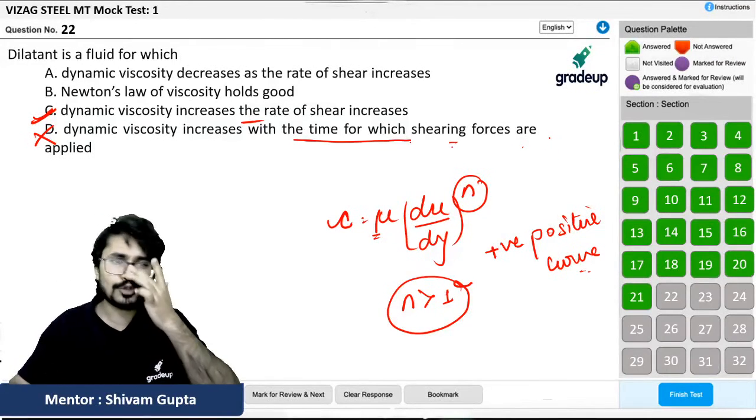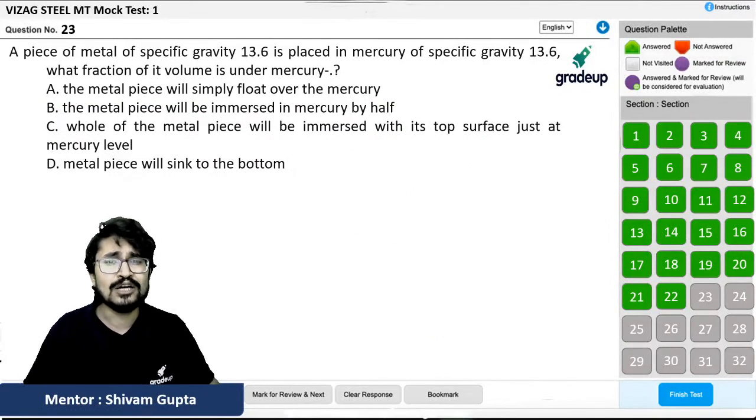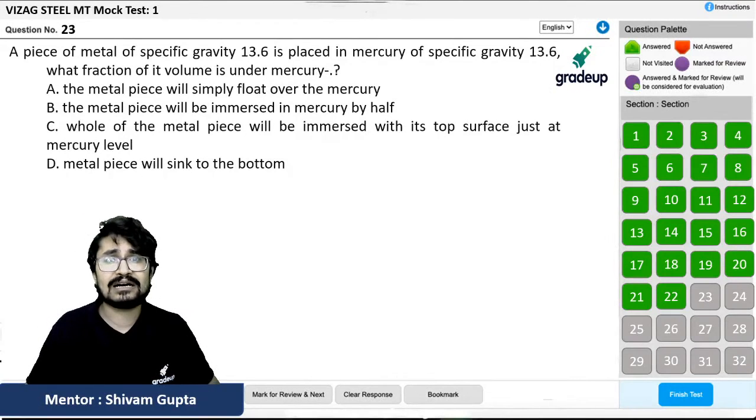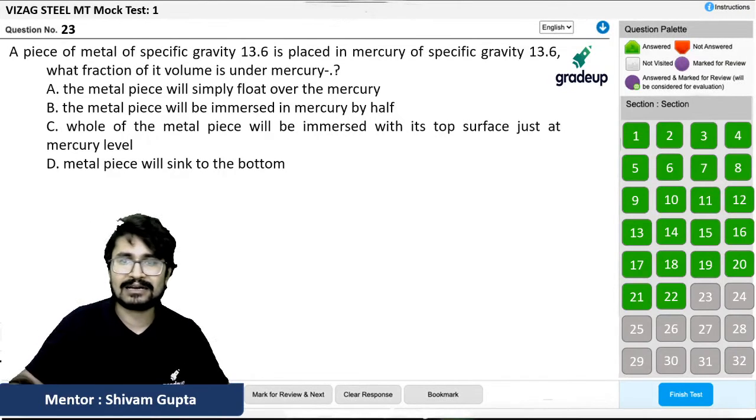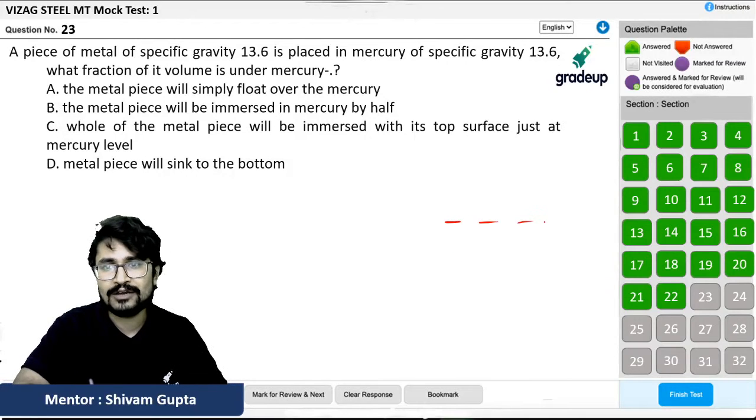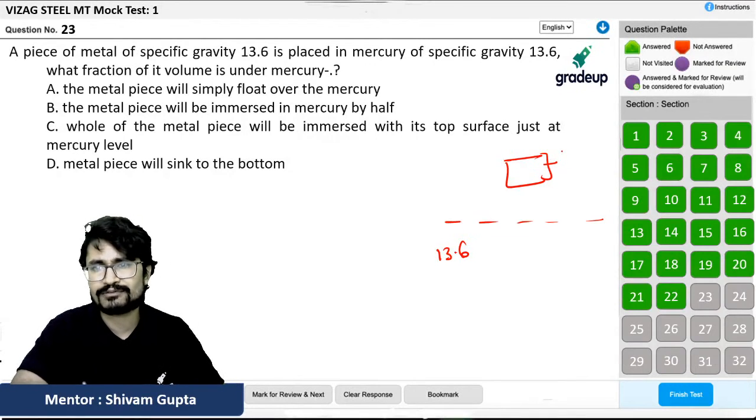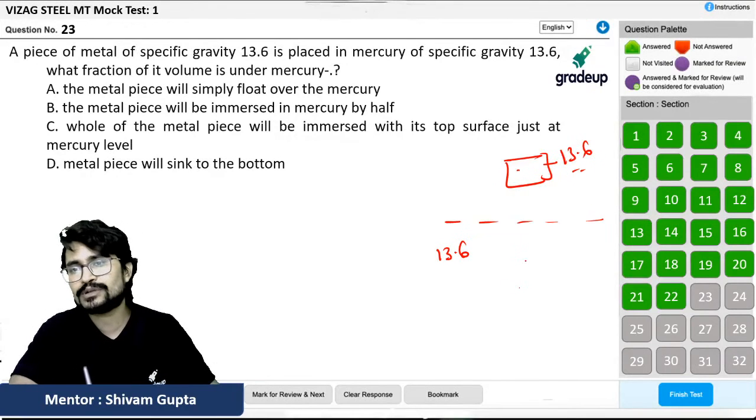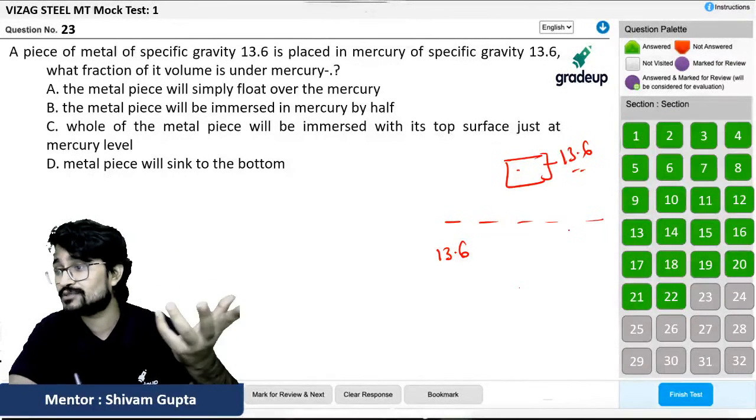Now coming to the next question on your screen: a piece of metal of specific gravity 13.6 is placed in mercury of specific gravity 13.6. It is saying that I have a liquid having a density of 13.6, and a block having a specific gravity of 13.6. Then what will happen? Will it submerge in the liquid, will it float, or where will it be? What is the actual position of this?